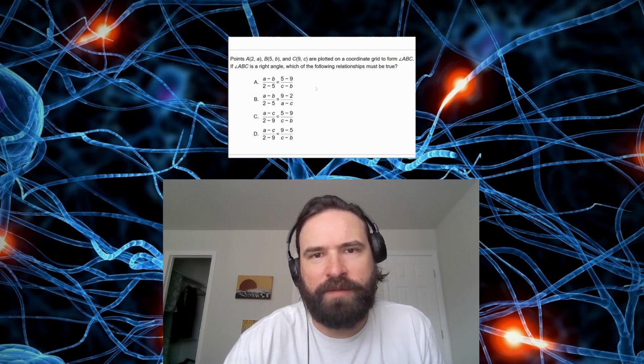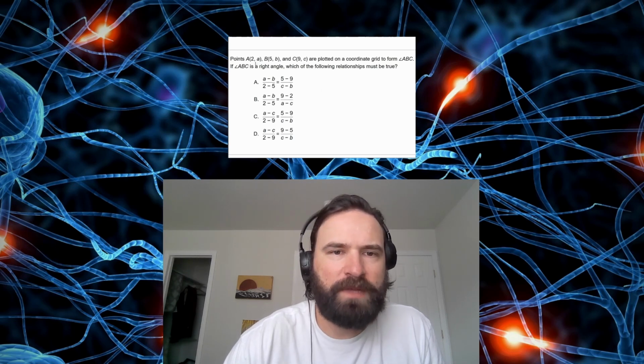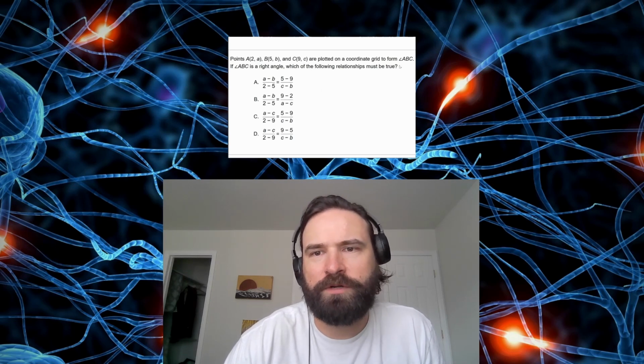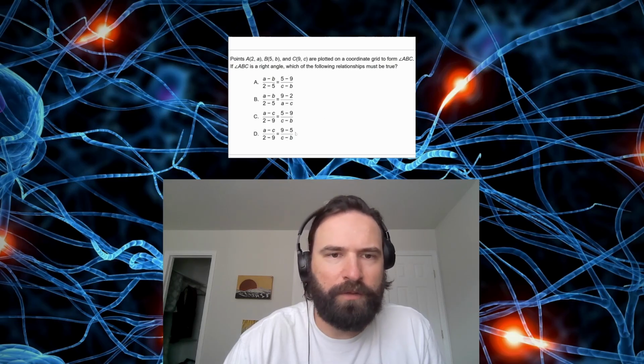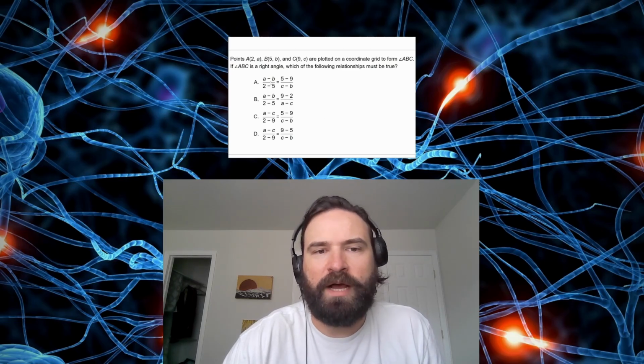All right, let's take down another MTEL question. This one says points A, B, and C are plotted on a coordinate grid to form angle ABC. If angle ABC is a right angle, which of the following relationships must be true? And we've got all these answers. Let's take a look at what's going on in these answers.